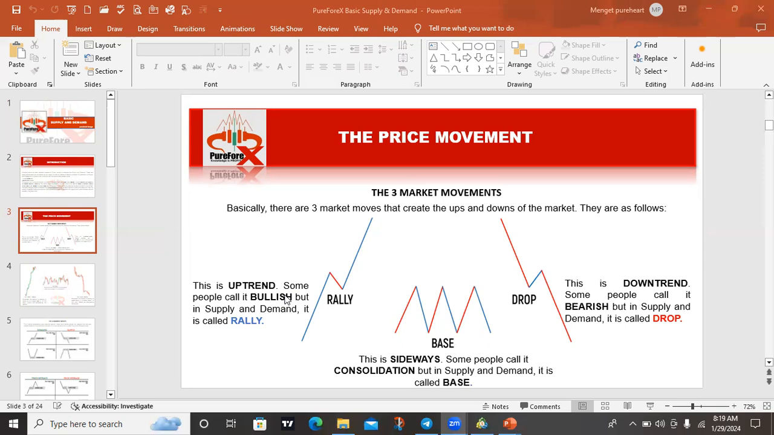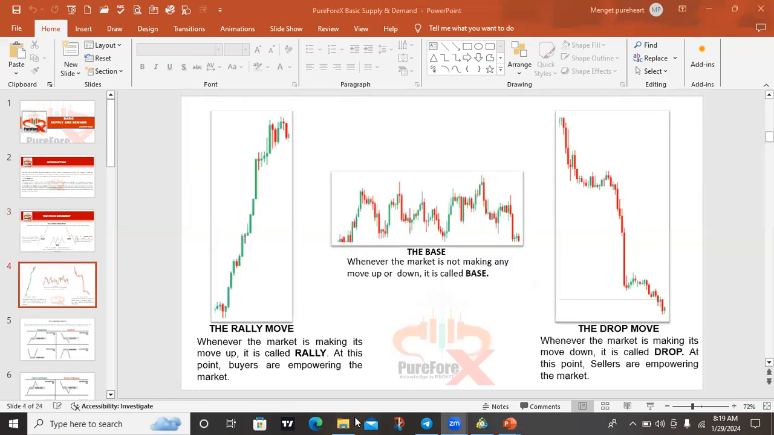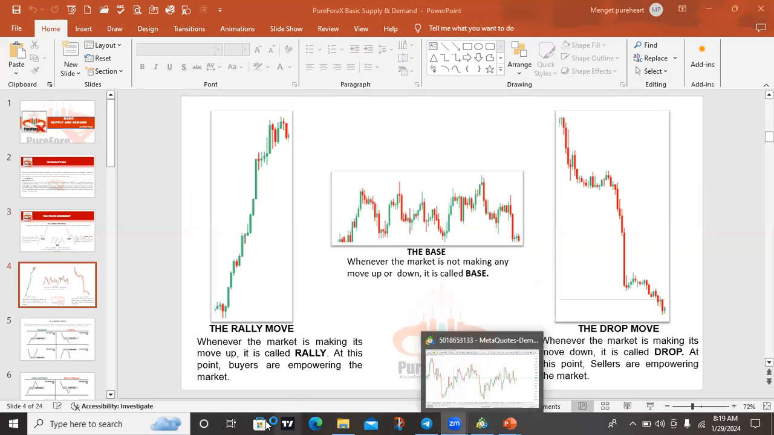So these are the three market moves that create the ups and downs we see on the Forex chart. We have the bullish movement, which is the rally. We have the bearish movement, which is the drop. We have the consolidation, which is called the base. So now let's move to the next page. Or I have to launch TradingView. I can use this guy to illustrate.